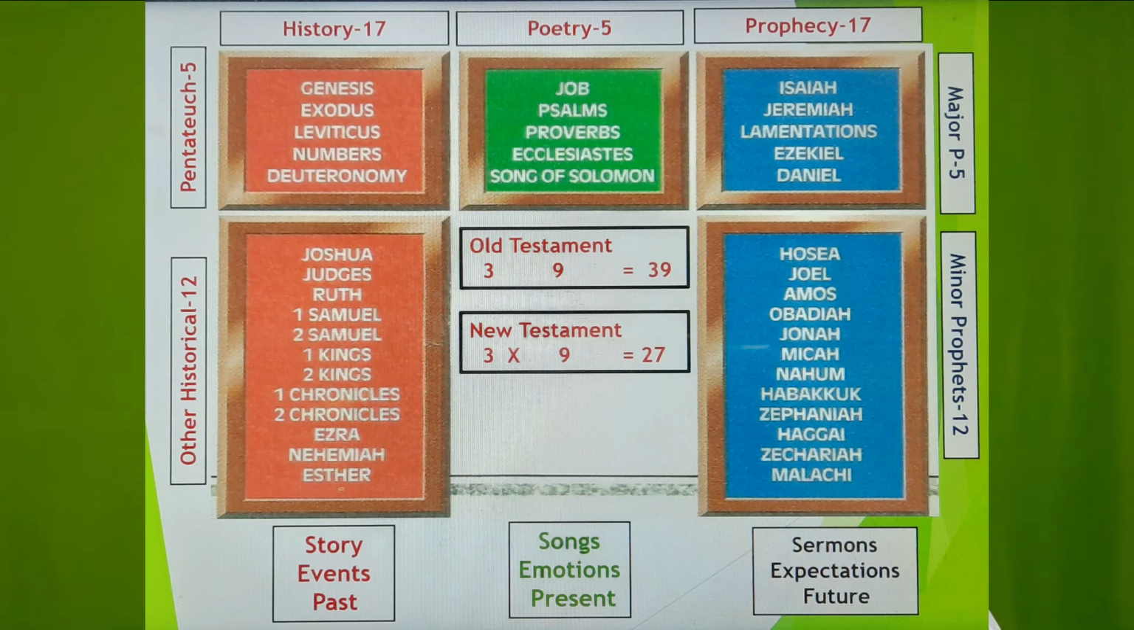Now come to the red books. When you are reading those 17 historical books on that shelf, it is like stories. Whereas the green books, that means poetical books, are just like songs. In fact, it is all in song format. And the prophetical books are like sermons. That means it's easy to remember by the letter S: story, songs and sermons.